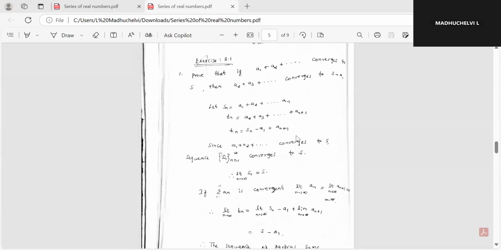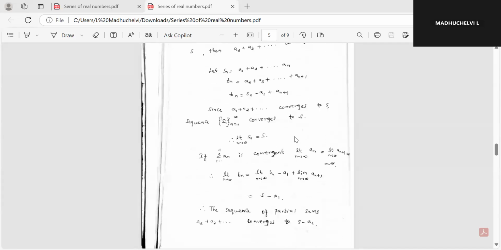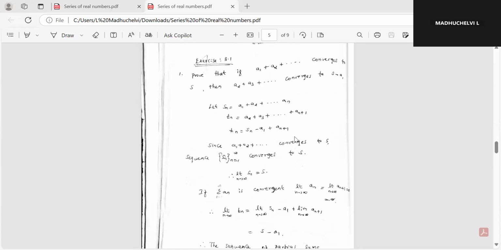Next, we can see some problems on that series. Prove that if a1 plus a2 plus etc. converges to S, then a2 plus a3 plus etc. converges to S minus a1.